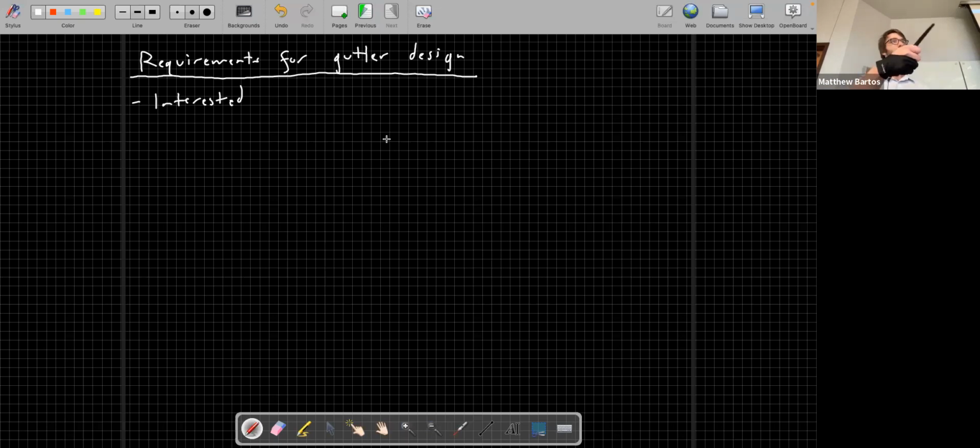Okay, so we're interested in designing gutters to maintain a specified clear width.